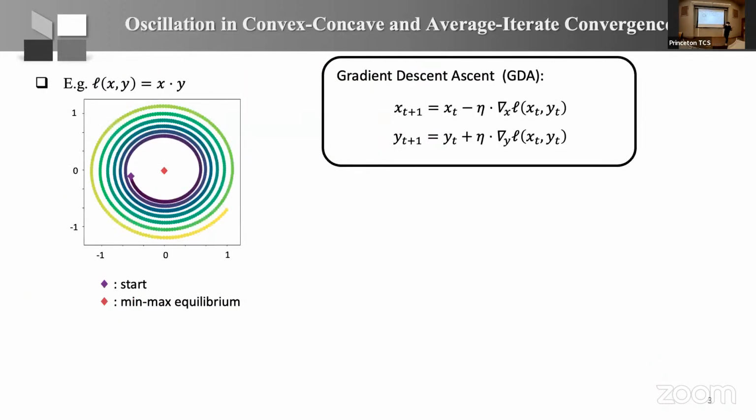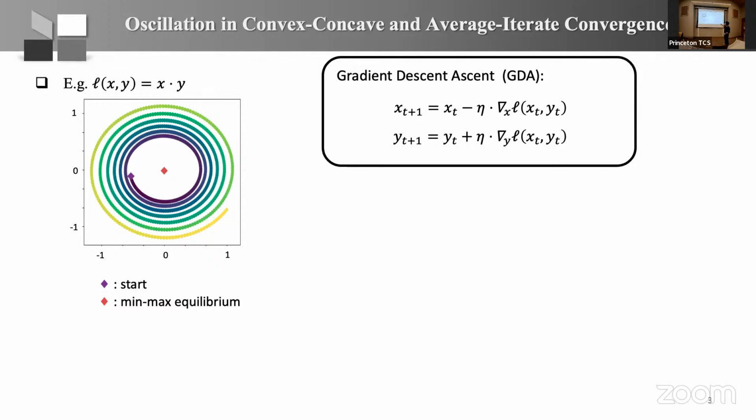So here's a very simple example. The loss function is just x times y. And I'm not even adding any constraints. Okay, so you can take any real number as x, any real number as y. And if you think about it a little bit, the only equilibrium for this case is when you set both x and y to be 0. Okay, so that's the only saddle point of this min-max optimization problem.